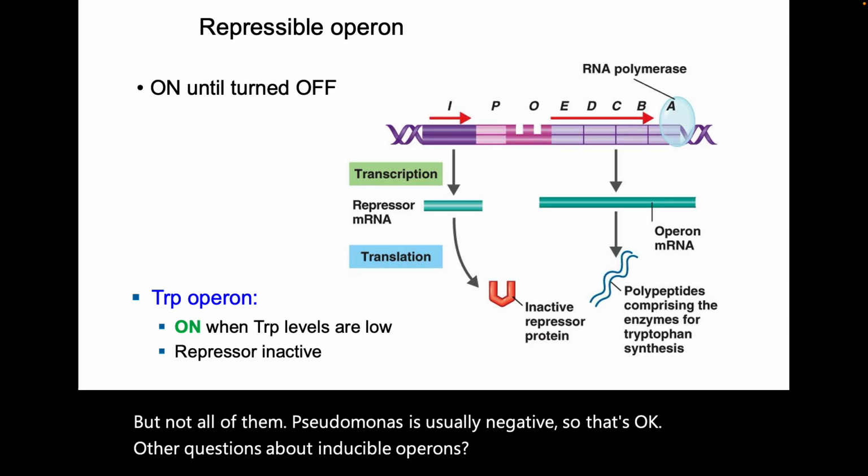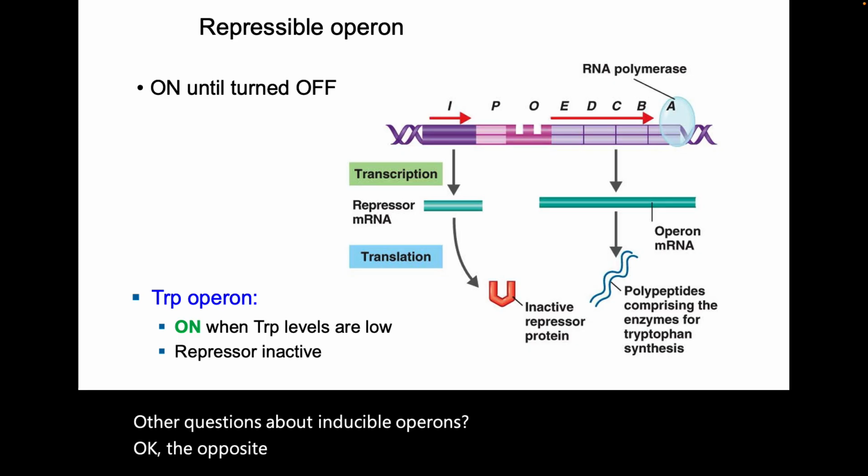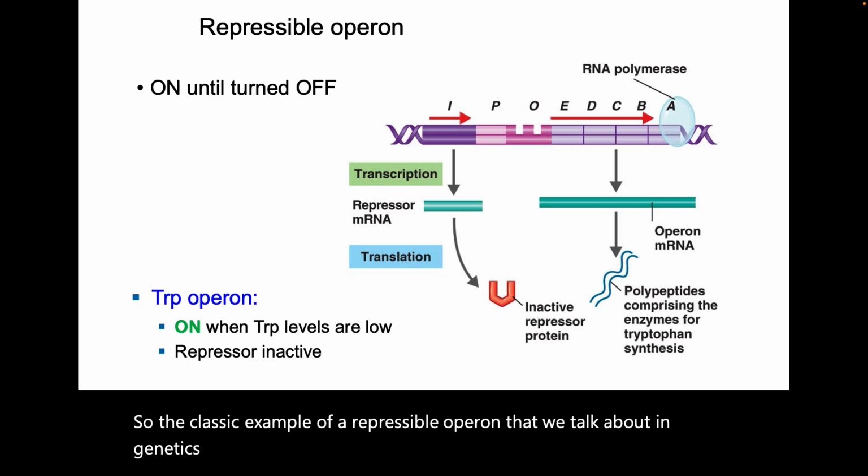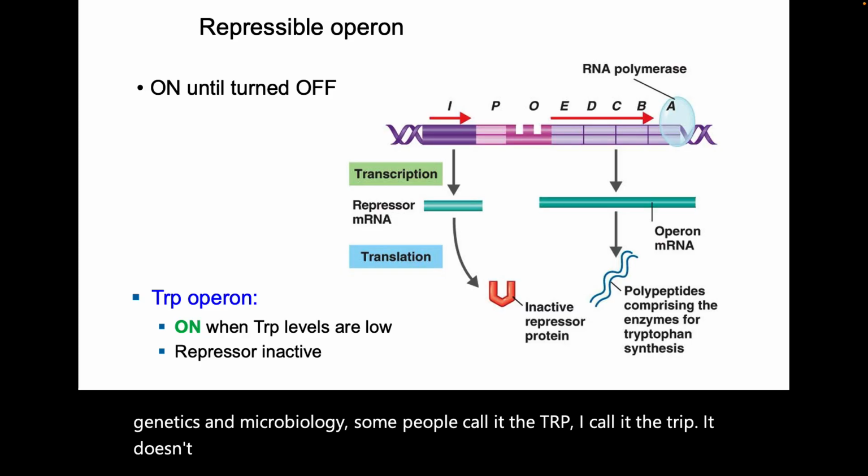Okay, well, the opposite is a repressible operon, one that is normally on until we turn it off. So the classic example of a repressible operon that we talk about in genetics and microbiology, some people call it the TRP, I call it the TRIP, it doesn't really matter. It is the operon that encodes the structural genes necessary to make the amino acid tryptophan.